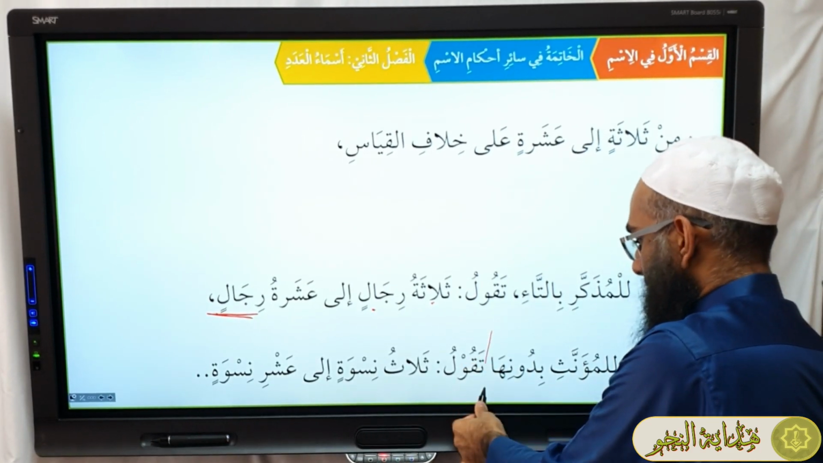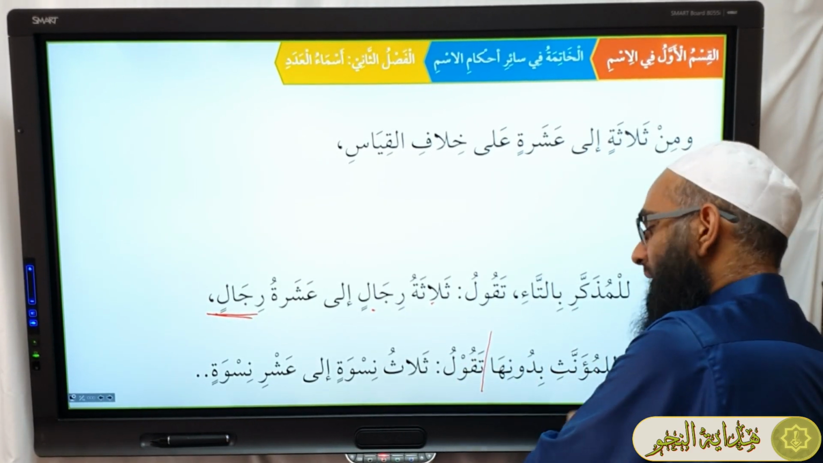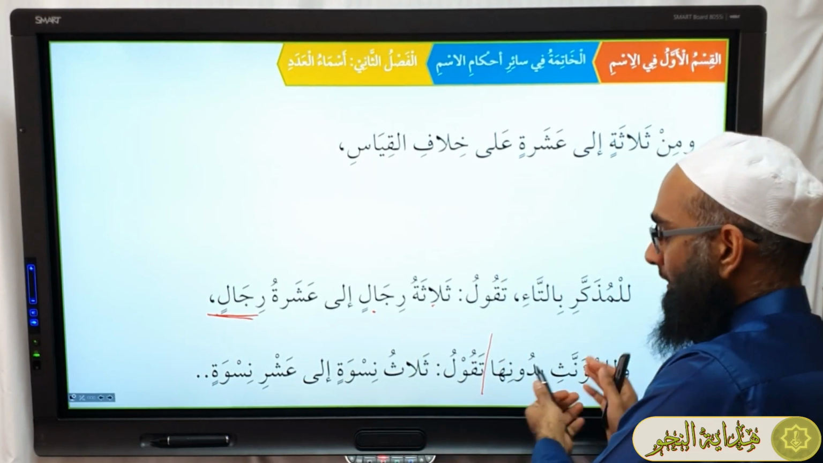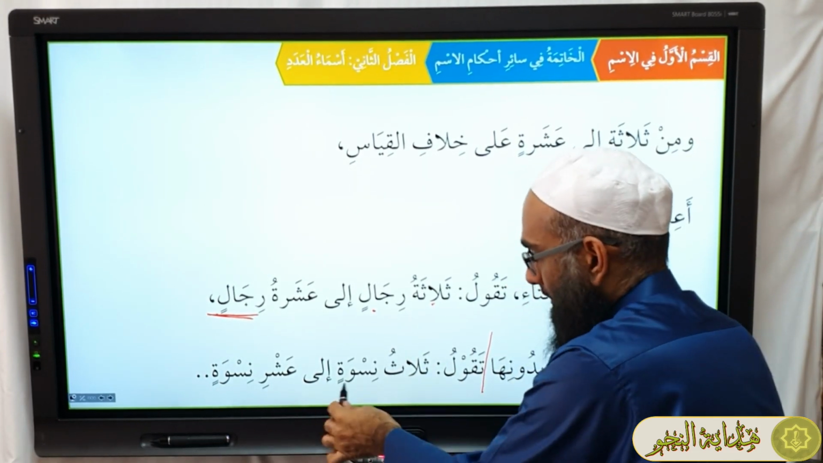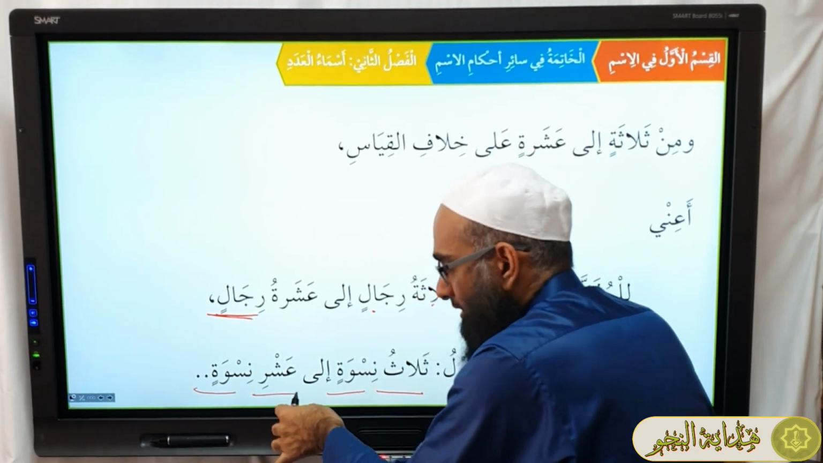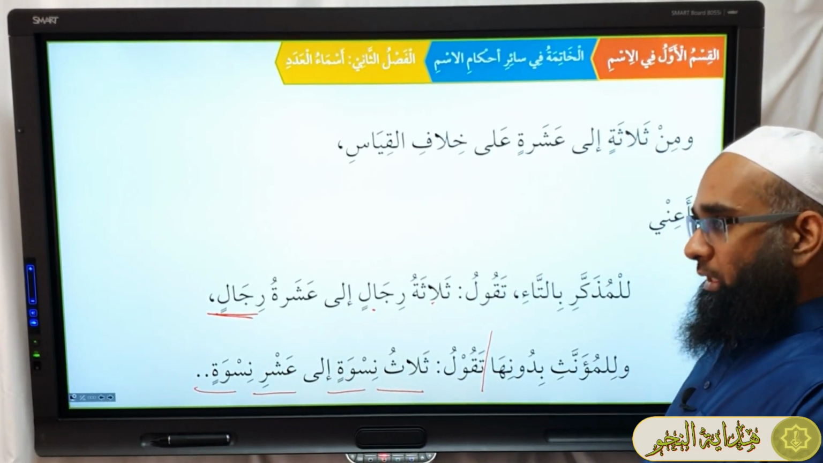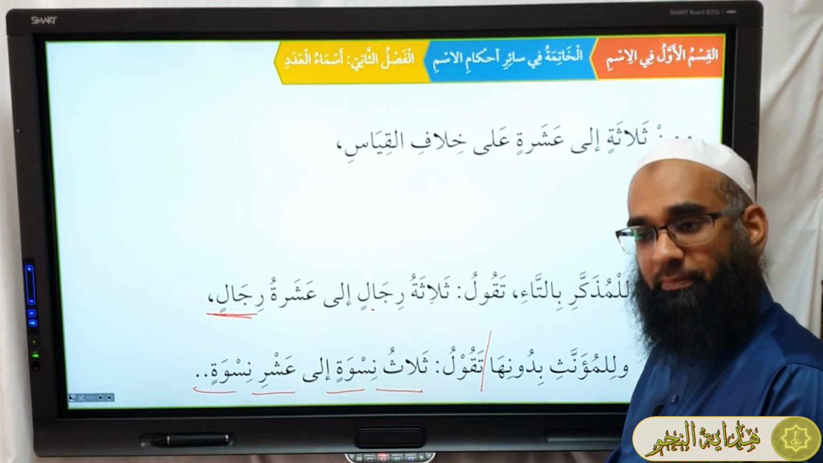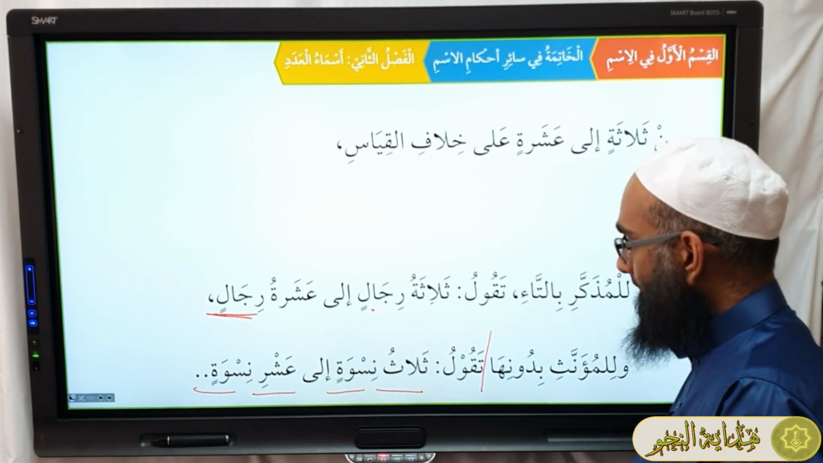وللمؤنث بدونها. The female will have a partner. بدونها without ta. تقول ثلاث نسوة. It's a female, so her number needs to be male. Niswa, her number needs to be male. Understood? Yes?